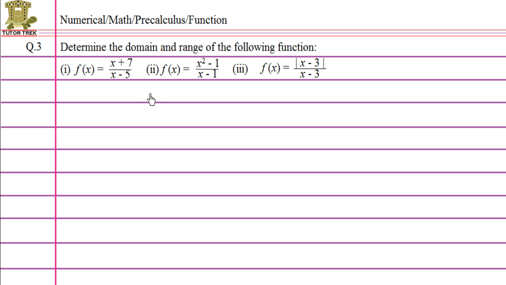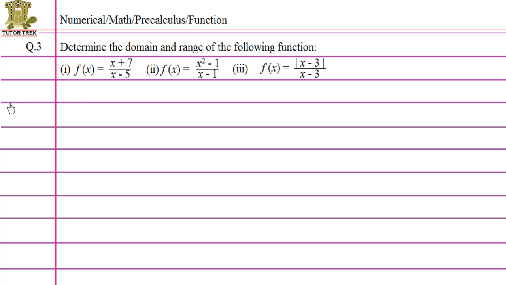You see all the questions are rational expressions. Mention the P over Q form. It is x plus 7 over x minus 5 here. x square minus 1 over x minus 1 here. In the third, you see f of x is equal to mod of x minus 1 over x minus 3. So let us see how we solve this sort of rational expression function question.